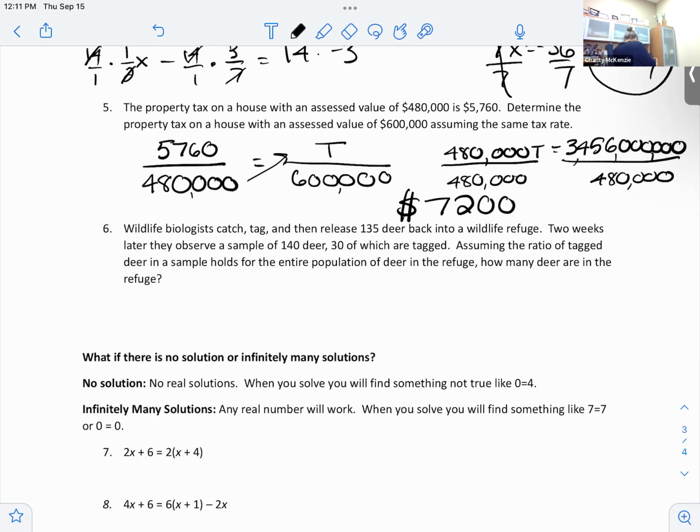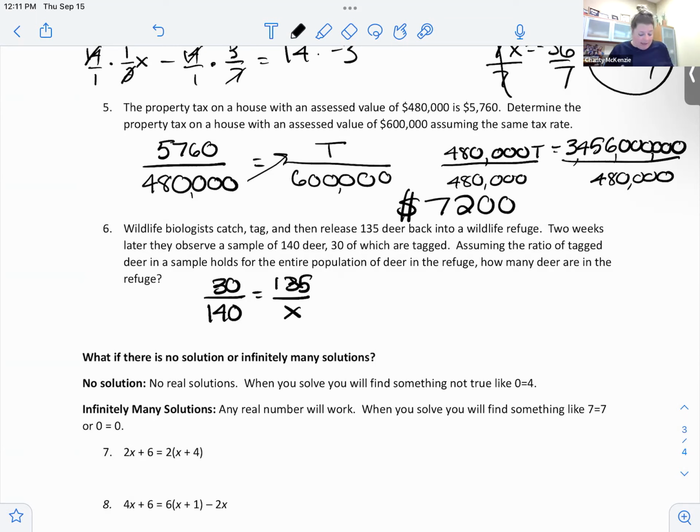Okay, so form your proportions. The ones I know for sure are 30 tagged deer out of 140. I know that for sure equals, I don't know how many. Oh, wait, no, I have 135 tagged. Excuse me. So tagged is 30, tagged was 135. And then I don't know how many total in that population. So the top numbers are tagged. Okay, they're the tagged ones. The bottom numbers are the total population. And then solve it, cross multiply.